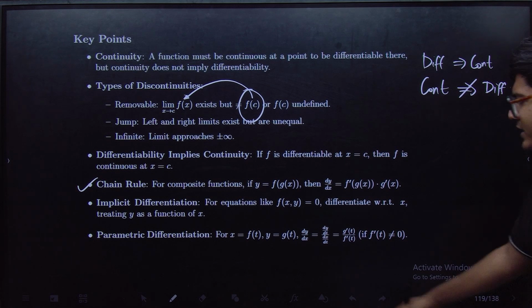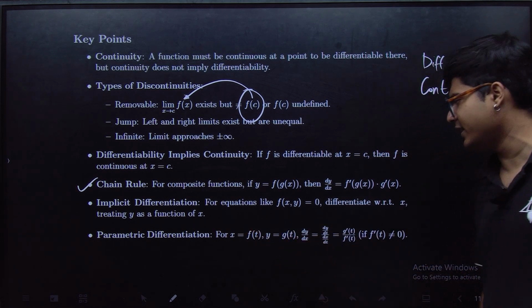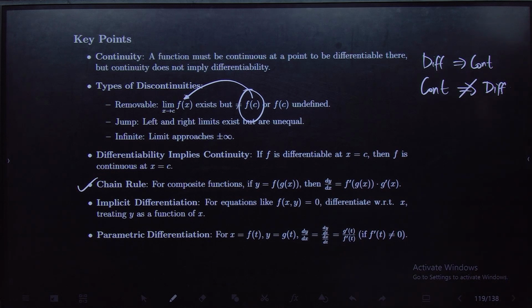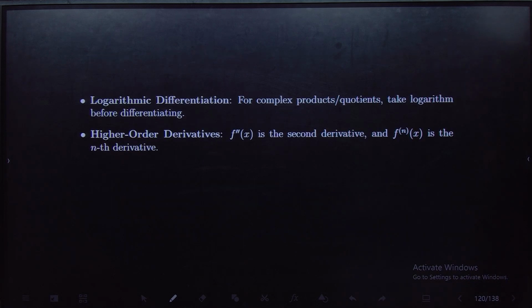Parametric differentiation: suppose you have x as a function of t and y as a function of t, then dy by dx is nothing but differentiating both of them individually with respect to t and then taking the ratio, okay? Alright. Logarithmic differentiation for complex products and quotients: you take the log and then differentiate it, right?